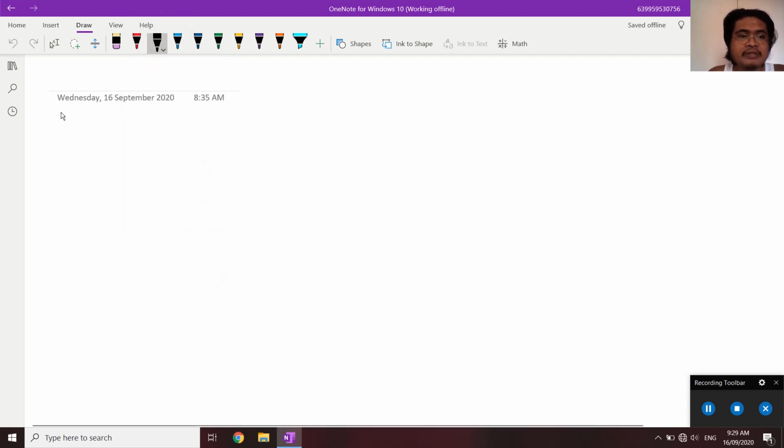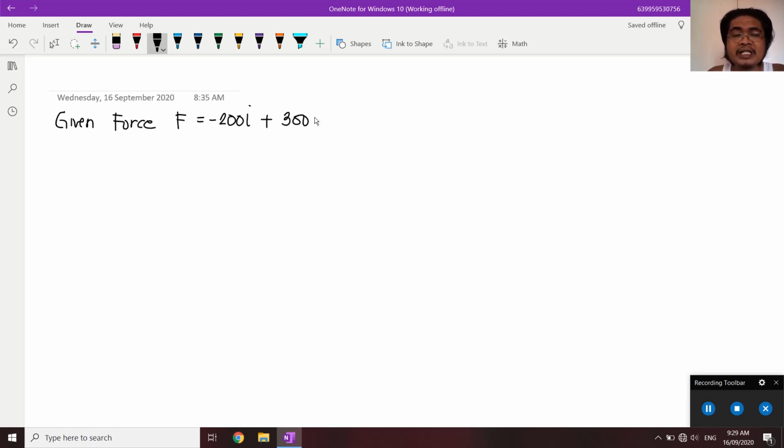Okay, so what if the given is the force in vector form? Say, for example, given force F equals negative 200 i plus 300 j. Then, what is required of us is to draw it and find the magnitude and direction of F.